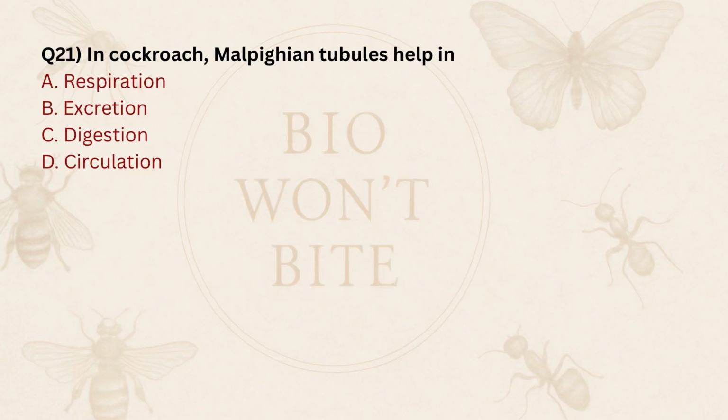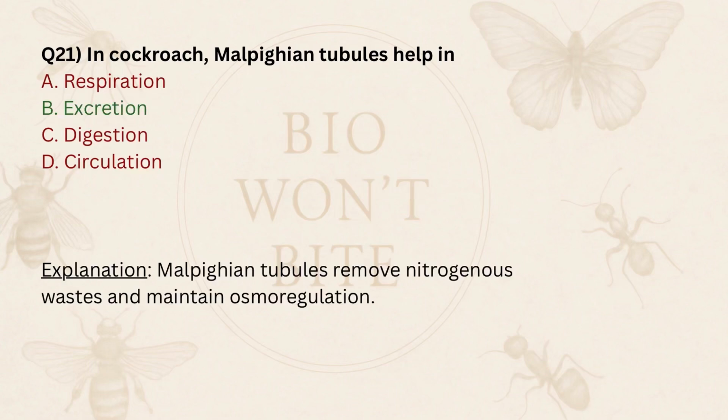Our next question is, in cockroach, Malpighian tubules help in. Option B, excretion is the correct answer. Malpighian tubules remove nitrogenous waste like uric acid and also help in maintaining water balance in the body.